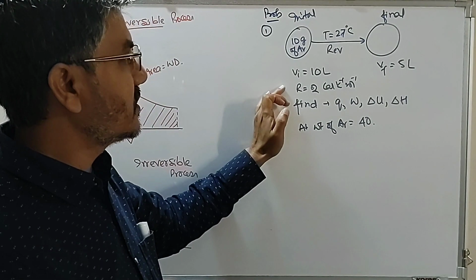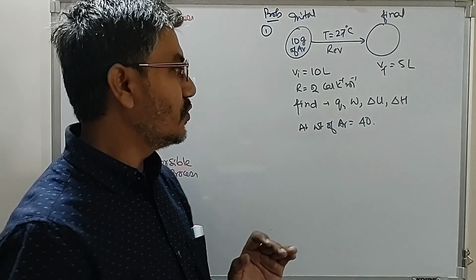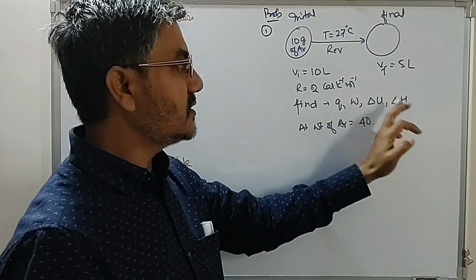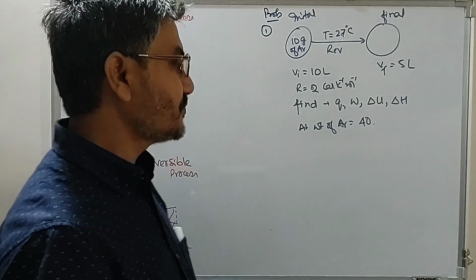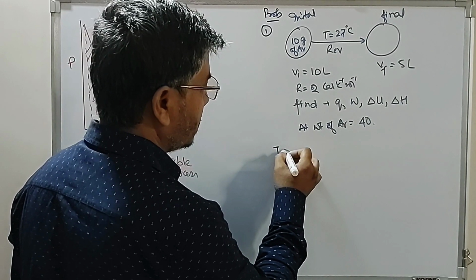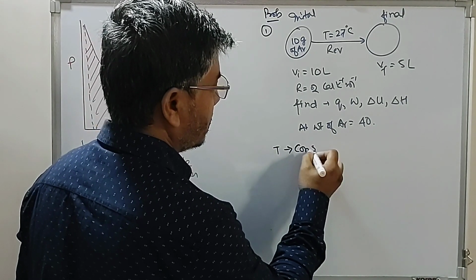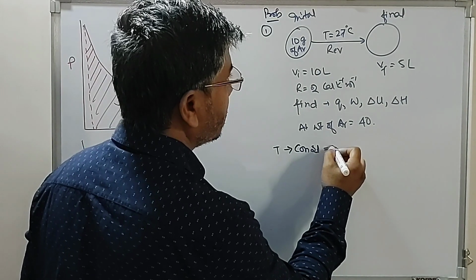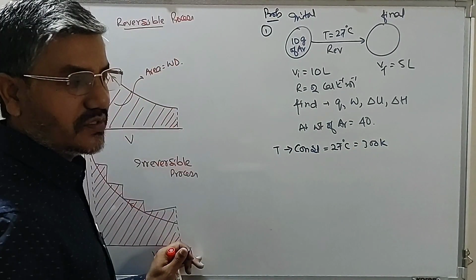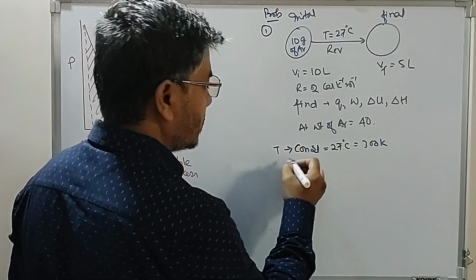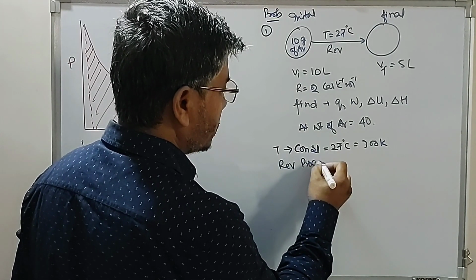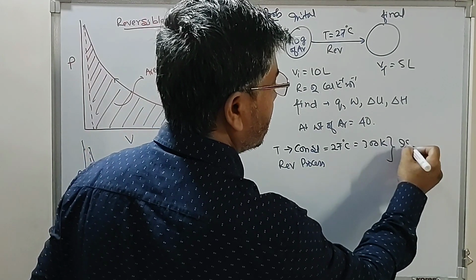If the gas constant R is 2 calorie per Kelvin per mole, then find the values of heat involved, work done, change in internal energy, change in enthalpy. So if the question is clear, it says temperature is constant, this value is 27 degrees centigrade, or we say this is 300 Kelvin, that is 27 plus 273. The process is reversible. So this is isothermal reversible.